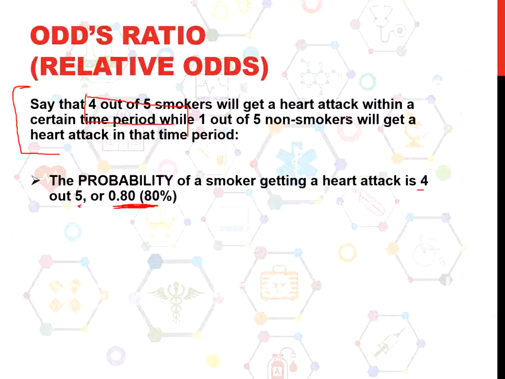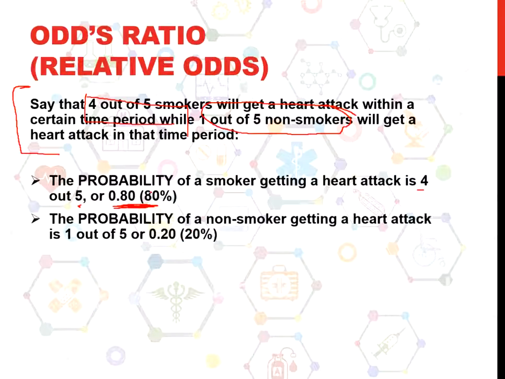May isa pa tayong data, 1 out of 5 non-smokers. So, gagawin din natin yan, pangalawang probability. The probability of a non-smoker getting a heart attack is 1 out of 5. So, 1 divided by 5, that is 20%.